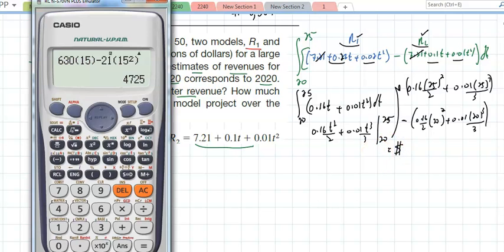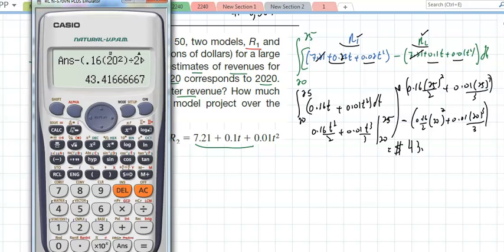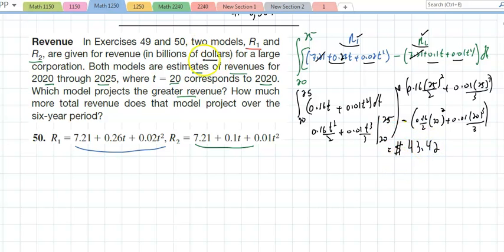I will get a total of, and let's do this. If I plug in the first one, 0.16 times 25 squared divided by 2 plus 0.01 times 25 cubed divided by 3 minus parentheses, 0.16 times 20 squared divided by 2 plus 0.01 times 20 cubed divided by 3, I'll get the answer to be 43.42 billion.